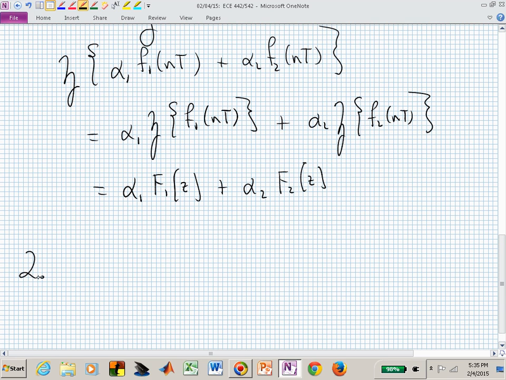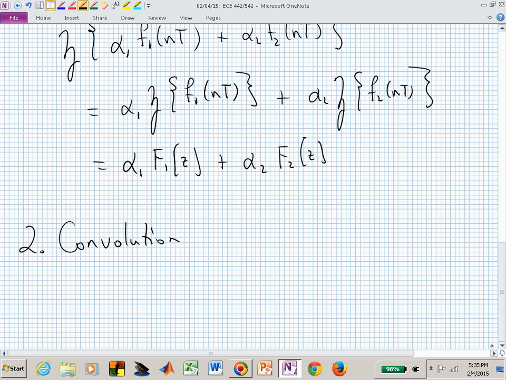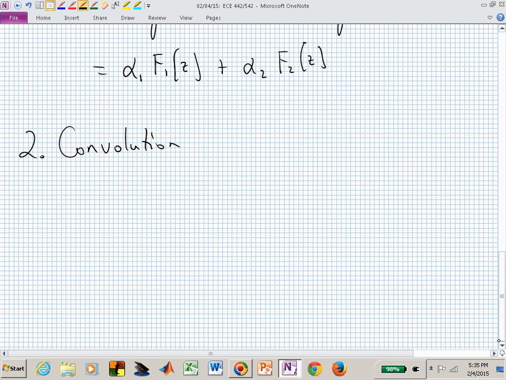Another property which we've actually been using, we haven't really been talking about what we're getting in the time domain. We've been just multiplying signals and systems to generate an output. That's convolution, or multiplication in the frequency domain is equivalent to convolution in the time domain.